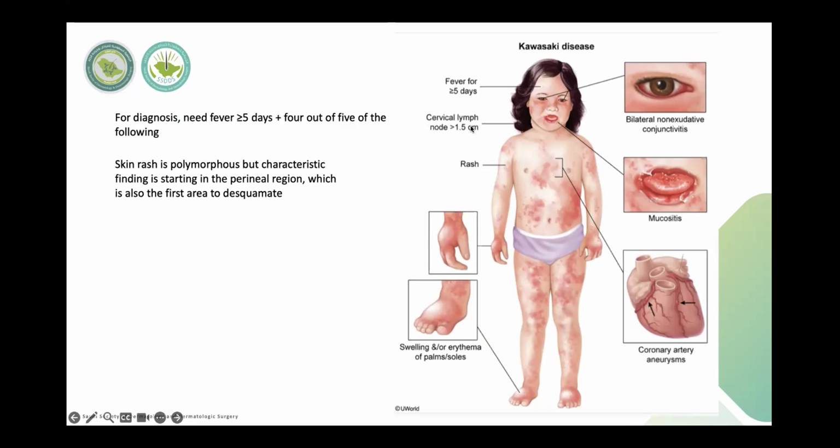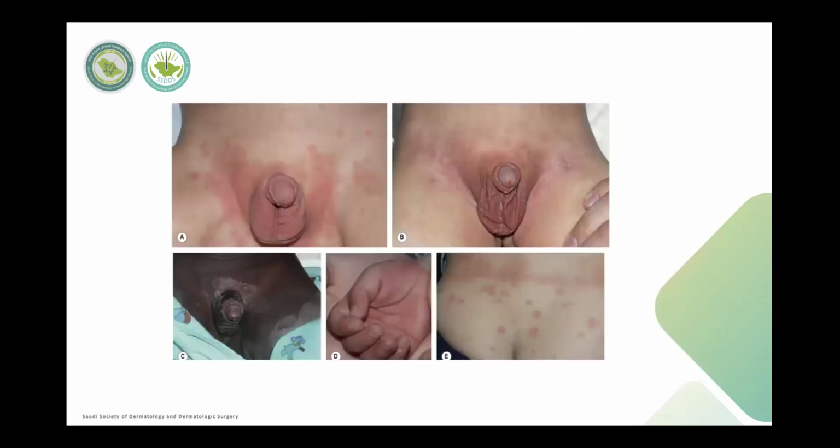Second thing is the cervical lymph node, conjunctivitis, oral changes, could be cracked lips, strawberry tongue. And then we have the swelling and erythema of the palm and so on. So if you have 4 out of 5, then you have the diagnosis, you can start the treatment. If you don't have 4, then we go to the atypical form.